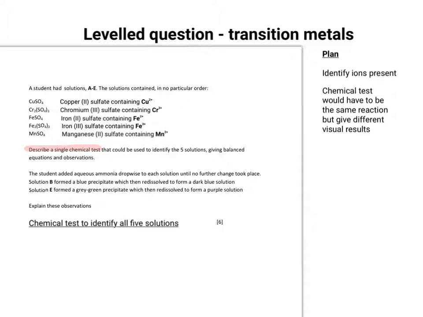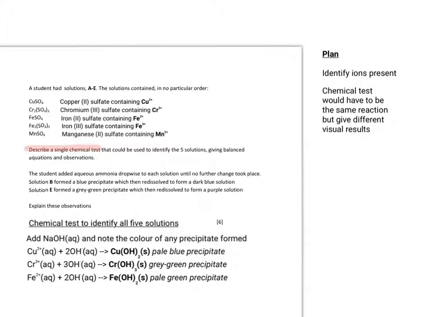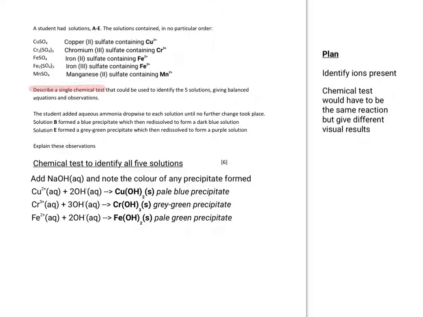So starting with the chemical test, you need to add sodium hydroxide and note the colour of any precipitate formed. So I've done the first thing, which is to say what you'd do. You'd add sodium hydroxide solution and note any precipitates formed and also the colours. So I've given you the colours of the first 3. I need to move the page up a little bit to make some room for the remainder of the answer. So just shift it up. Now we can put the remainder in.